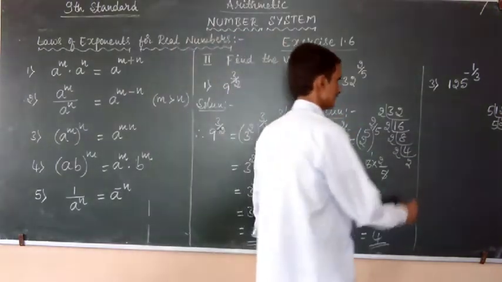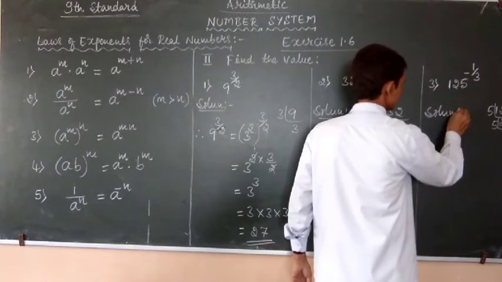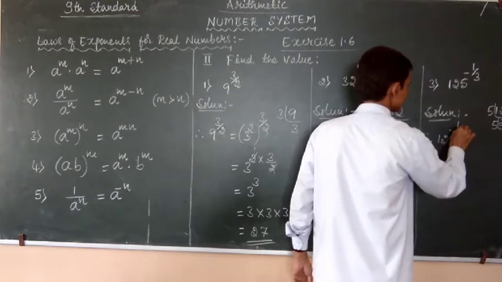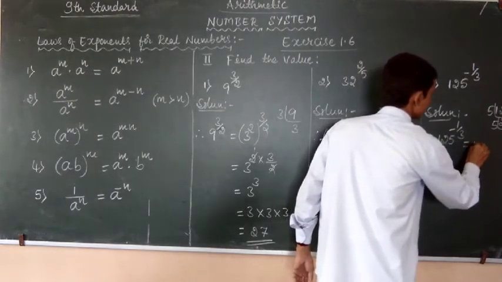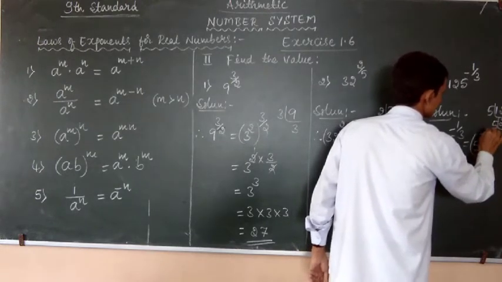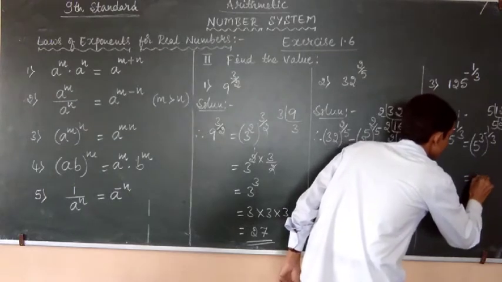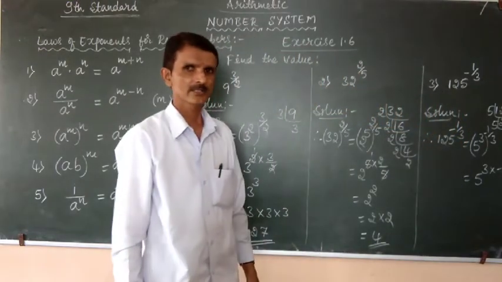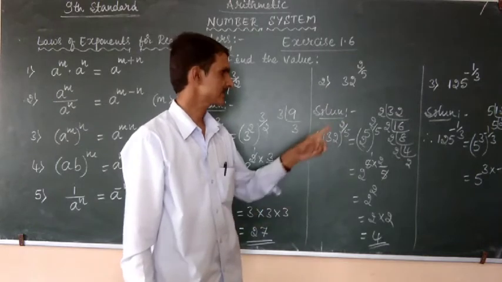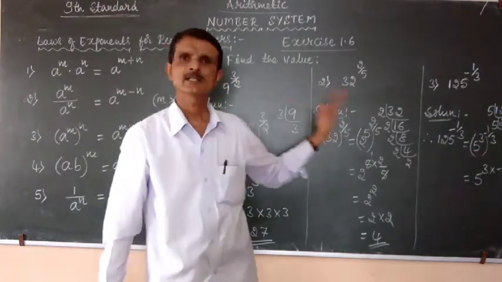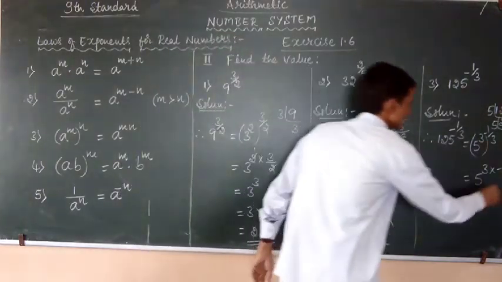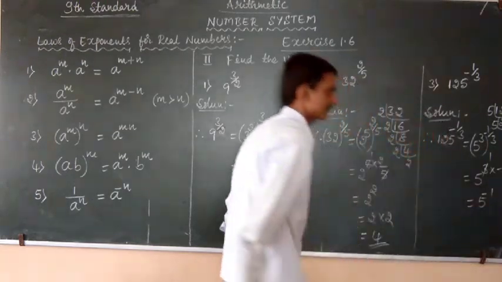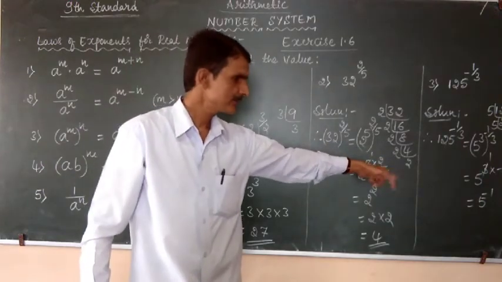Now write down the problem. The solution for this is 125 to the power of minus 1 by 3 is written as (5 cube) to the power of minus 1 by 3. So equals 5 to the power of 3 into minus 1 by 3. Here you should observe the sign. This minus is there, whereas in all the previous problems the sign is positive. So 3 ones are 3, so 5 to the power of minus 1 into 1 it is minus 1. Therefore it is 5 to the power of minus 1.